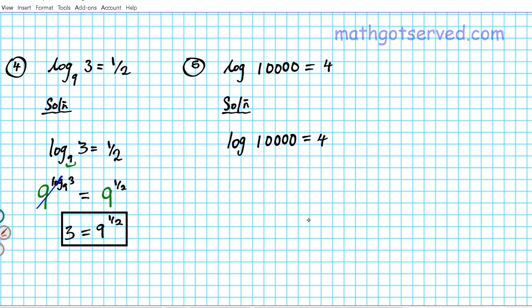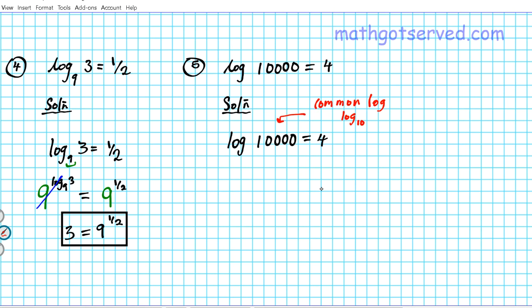Ladies and gentlemen, if you have log with no base, this is known as your common log. Okay, so this guy right here is your common log. What does that mean? Your common log is log base 10. All right, log base 10. There are two famous logs. We have the natural log, log base e, and the common log, log base 10.